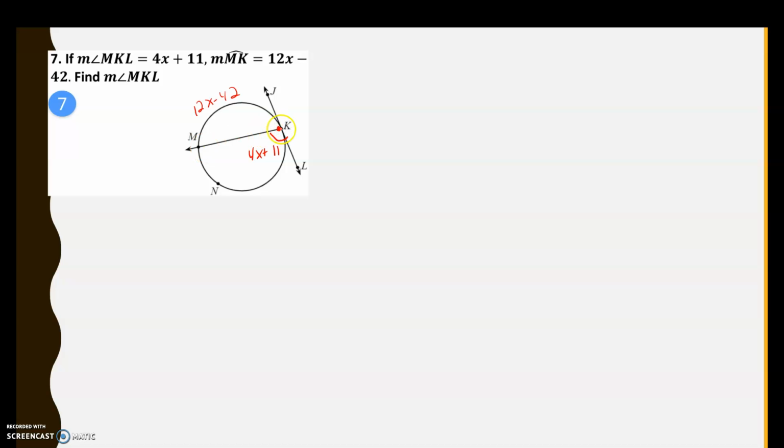Just like an inscribed angle, it opens up to the arc, so it's going to be half of the arc that it makes. So this angle right here is going to come out to be half of this, which is 6x minus 21. And I know both of these angles together make a linear pair, which means they are supplementary, so I'm going to set them equal to 180. 6x minus 21 plus 4x plus 11 all equals 180.